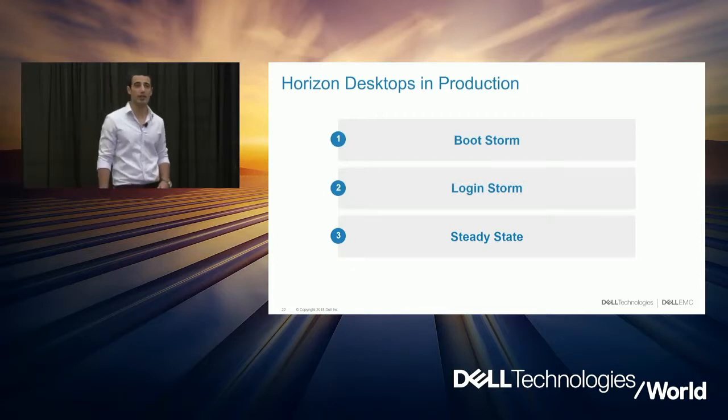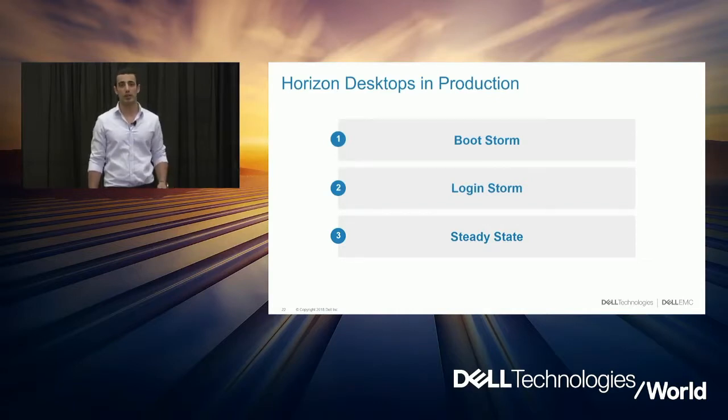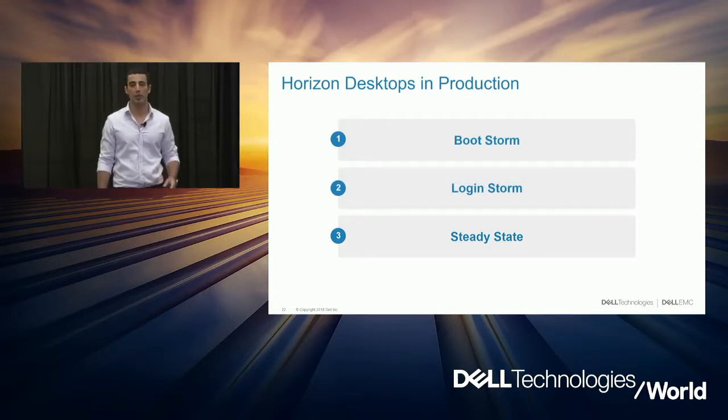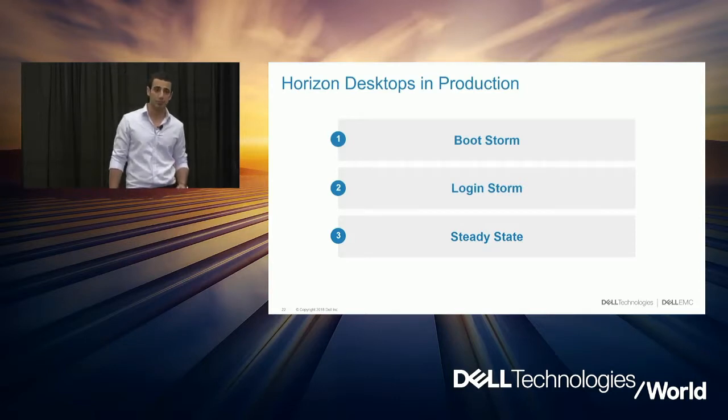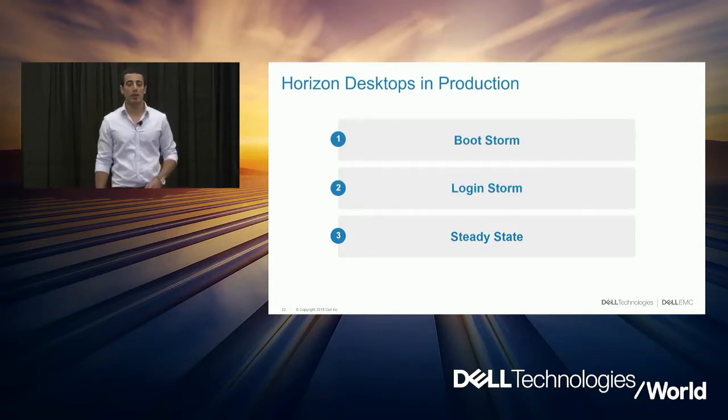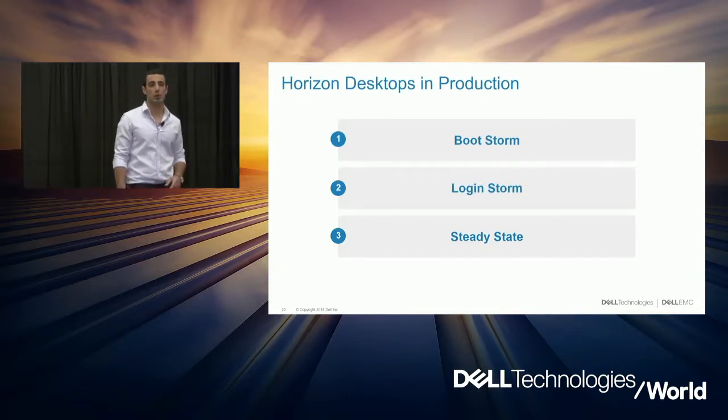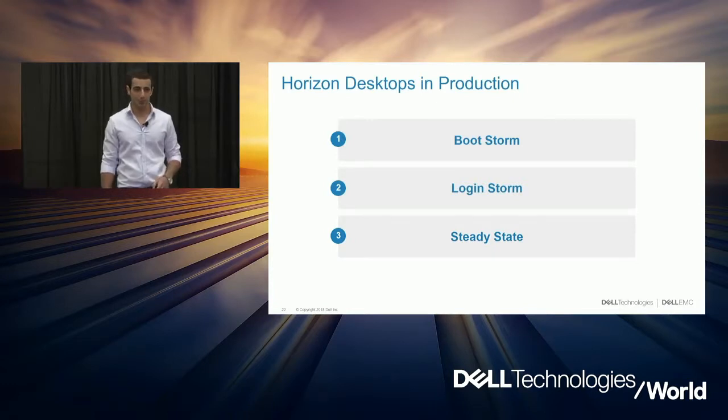The second one is the login storm. Every morning there is an hour or 2 hours when all the users log in to their desktops, and this is a very heavy operation from a storage perspective, since there are a lot of applications and the operating systems loads, as well as creating the profile or copying the profile from the NAS server. And the third one is steady state, when the users are connected and run their applications.